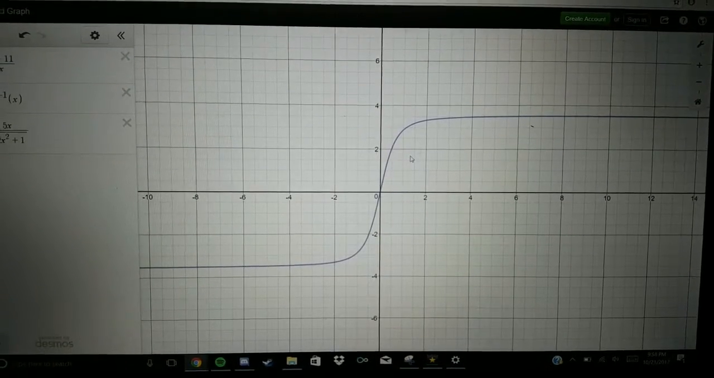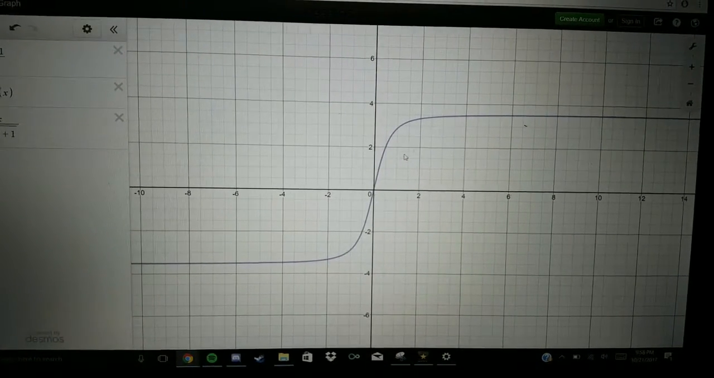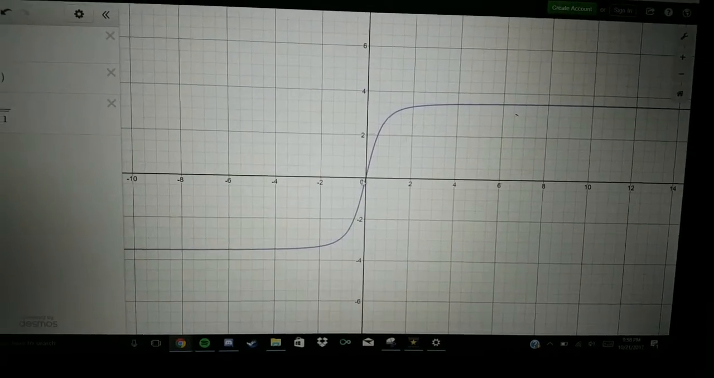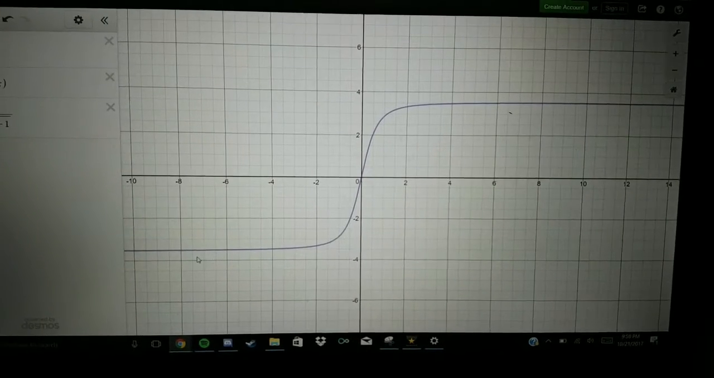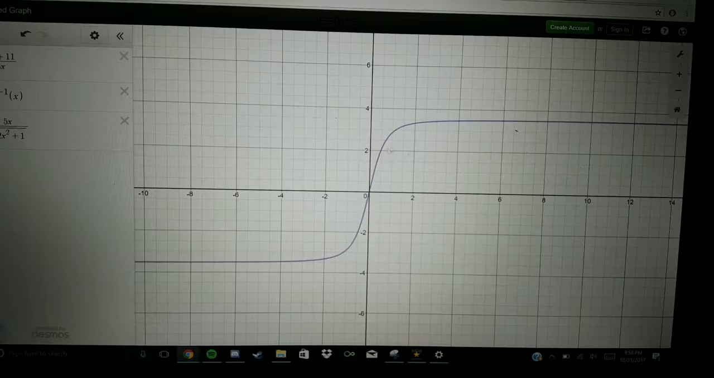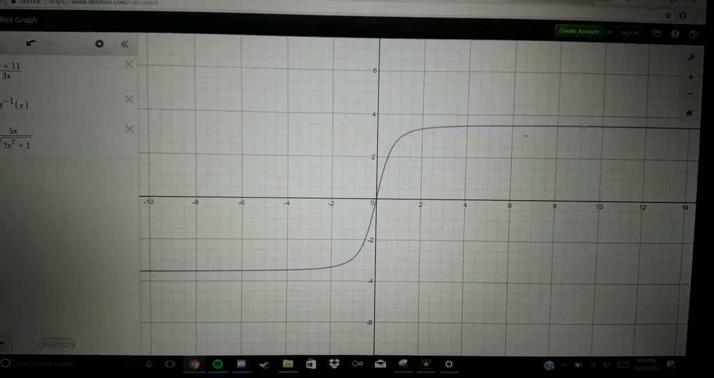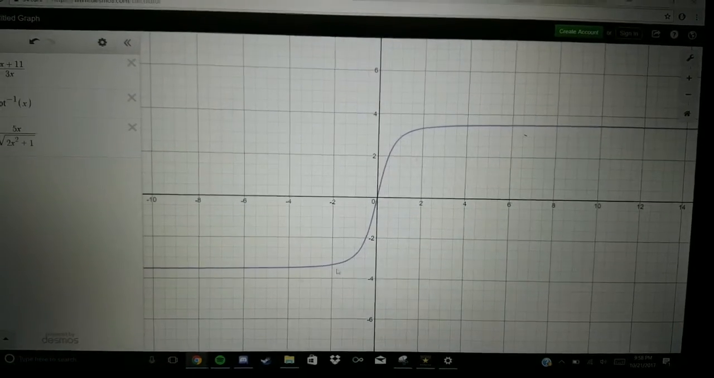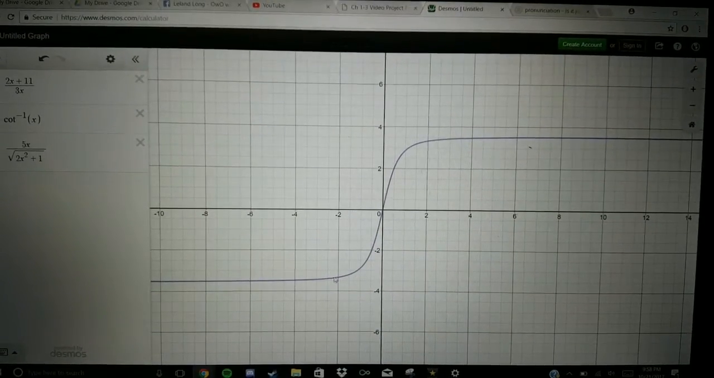So by looking at the graph of this function, we can see why we need to add a negative on the outside of the square root. It's because, as you can see, as x approaches negative infinity, it approaches negative 5 over root 2. And as x approaches infinity, it approaches positive 5 over root 2. And that's why when we have a square root, and it's approaching negative infinity, we need to add a negative in front.